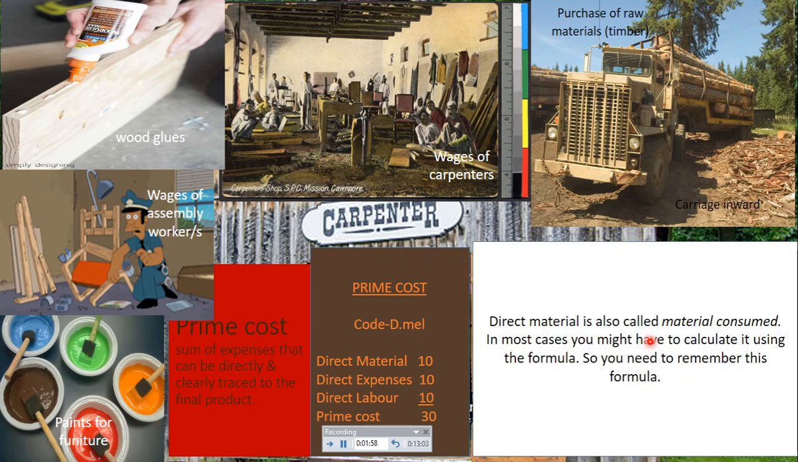Direct material is also called material consumed. In most cases you might have to calculate it using a formula, so you need to remember this formula. You have this direct material component of 10 out here. Sometimes you might have to calculate this figure. Here it is given, so it's easy. Otherwise, you need to use the formula and calculate it. So what's the formula? Let's have a look at it.